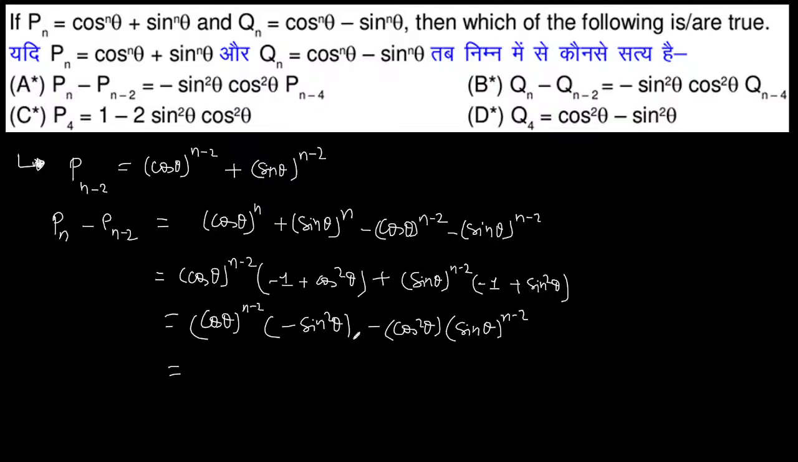If you take minus of sin square theta cos square theta outside, multiply cos square theta, it will become n minus 4. So this is nothing but P n minus 4. That we agree, yes, that we agree.